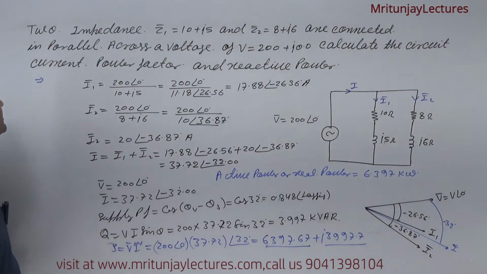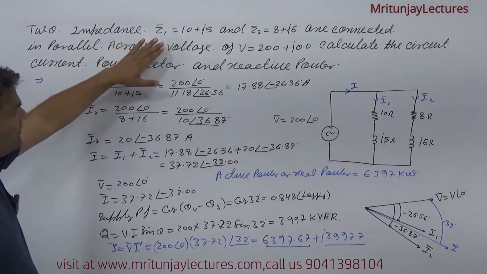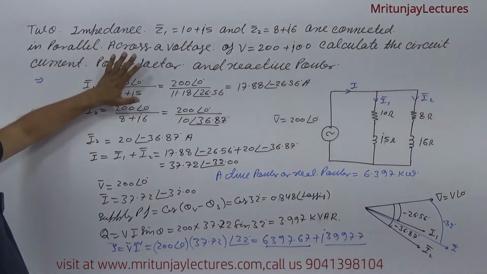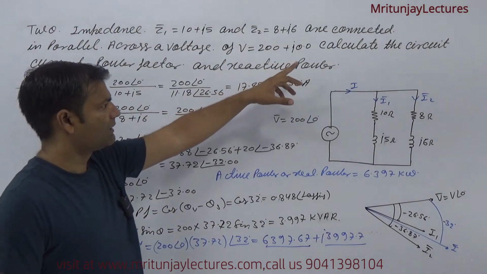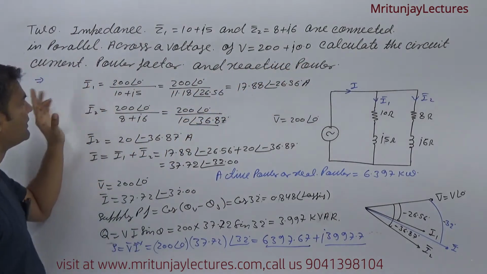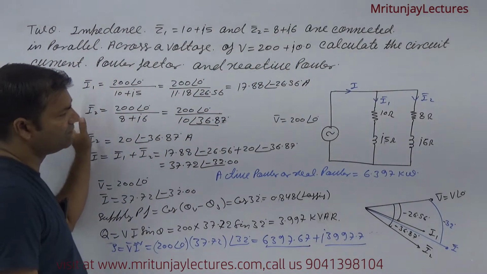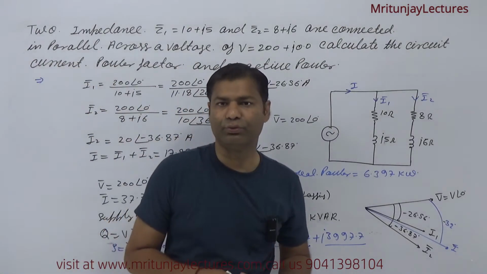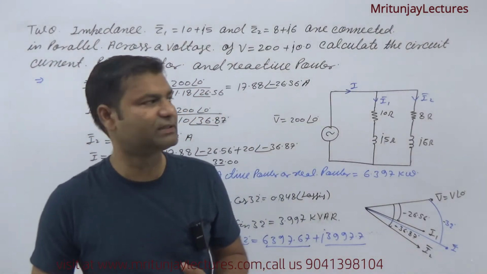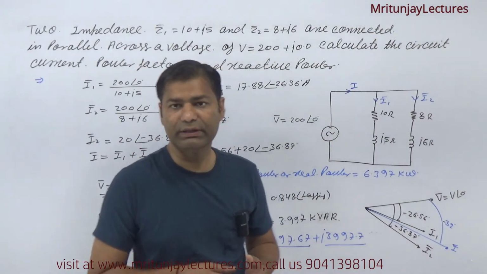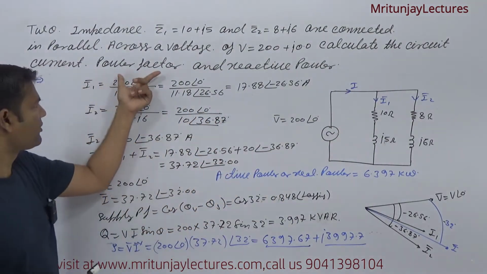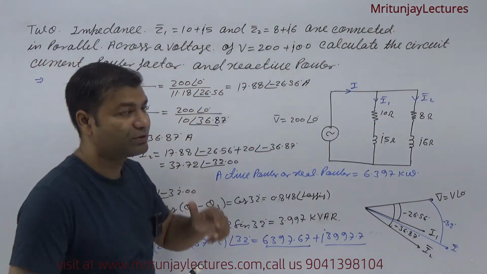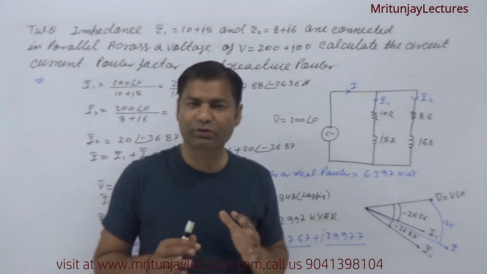Now corresponding to the question, first of all read the question. Two impedances Z1 and Z2 are connected in parallel across a voltage V like this one. Okay, V. Calculate the circuit current, power factor and reactive power. Our motto is to determine the supply current. Circuit current means supply current, then the supply power factor, and the last one, reactive power.